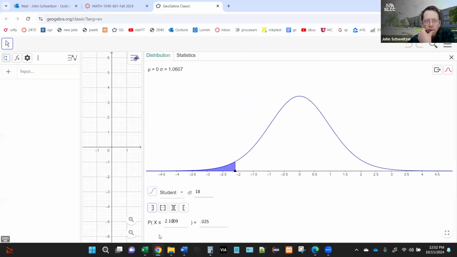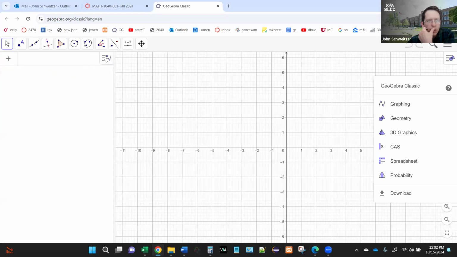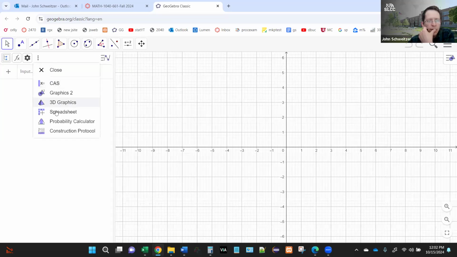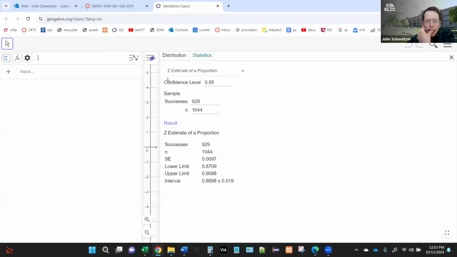So let's do that in GeoGebra. Let's go from scratch here. We're going to hit the toggle, the 3 dots, probability calculator. And then if we're doing a confidence interval, we go to the statistics panel, and then we come here to the drop down.